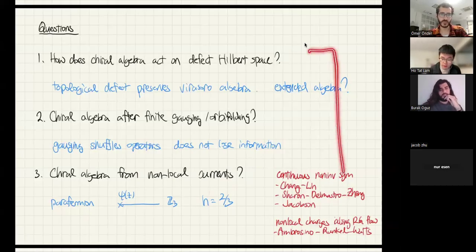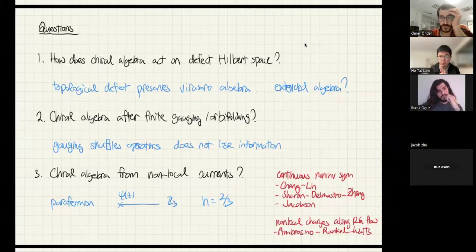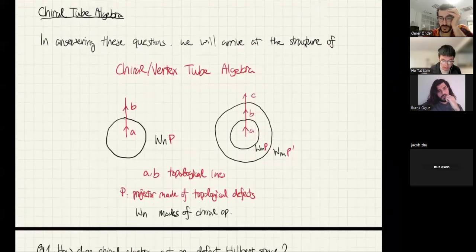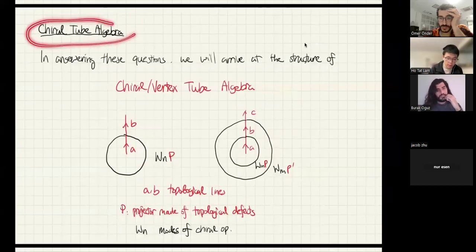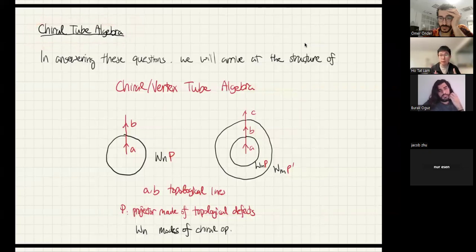Okay, so these are the questions that I would like to ask. Are there any questions about the questions? This is essentially the most important part of the talk: what are the things we're trying to address? Okay, so if there are no questions, let me tell you what these chiral algebras are. These chiral algebras are the things that naturally emerge if we try to answer these questions. And the structure of these chiral algebras is very similar to tube algebras.